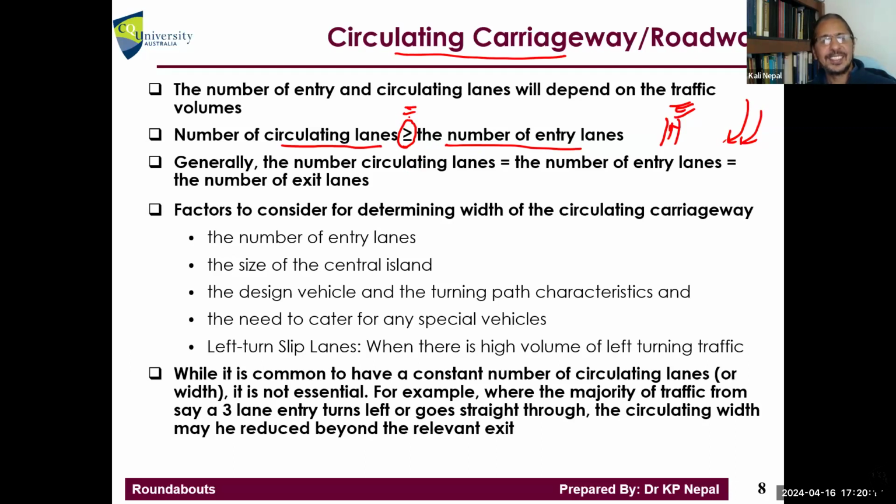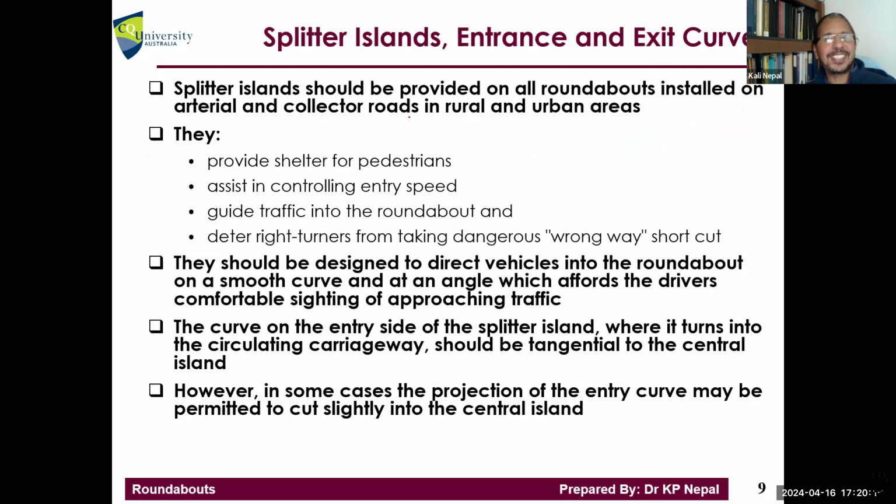It's good? Yeah? I think you can read this information anyway. I'm more interested in the analysis and engineering aspects. So of course, we need to have the splitter islands, and entrance and exit curves. We need to make sure that there is a shelter for pedestrians, control the speed, and guide the traffic around the roundabout, and prevent right turners from running quickly through. Some people are so stupid: if they are turning right, they don't want to circle, they just quickly run through. We need to prevent that from happening. It's not good.